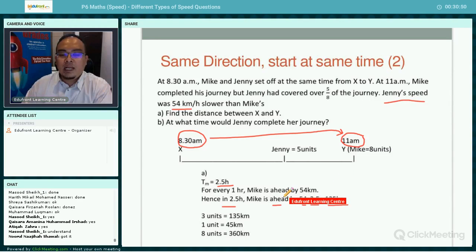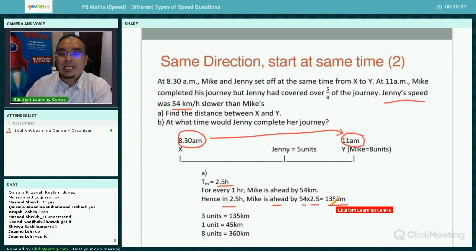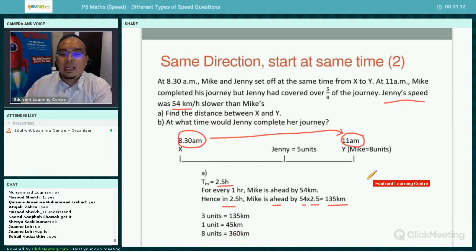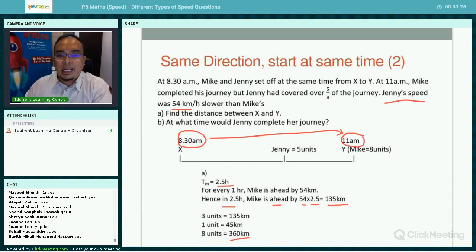Okay, so for every 1 hour, Mike is ahead by 54 kilometers. After 2.5 hours, Mike will be ahead of Jenny by 135 kilometers. Since we know that this is 5 units and this is 8 units, the difference here is 3 units, right? So 3 units is 135 kilometers. 1 unit is 45. 8 units, which is the entire journey, will be 45 multiplied by 8. You get 360 kilometers. So this is the answer for part A, the distance between X and Y.